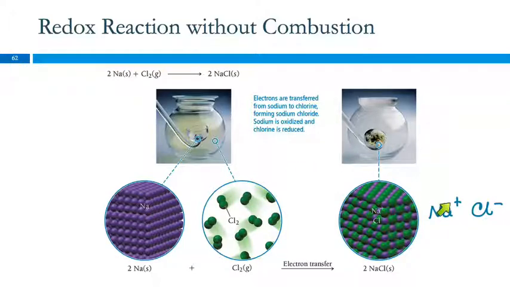Sodium atoms became sodium ions by losing electrons. Chlorine atoms became chloride ions by gaining electrons. There's a transfer of electrons. It's a redox reaction. Any questions? Think about neutral atoms, no charge, until they're combined with some sort of compound.